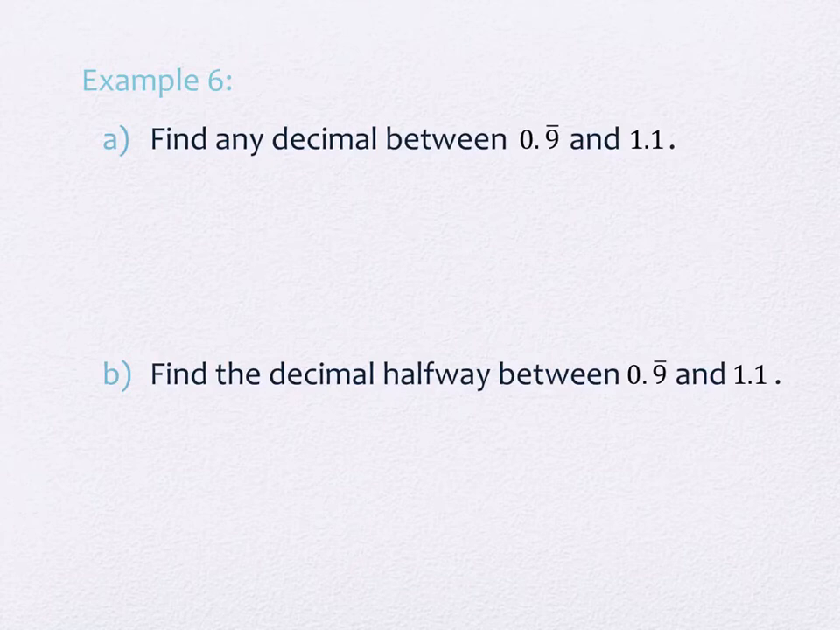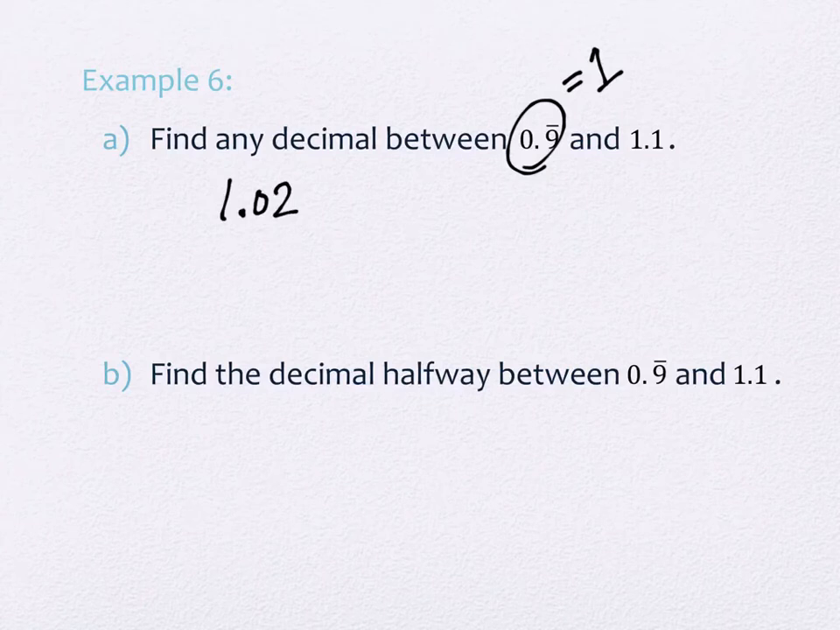Number 6 actually wants us to find a decimal between 0.9 repeating and 1.1. But you actually just learned that 0.9 repeating is equal to what? To 1. So if you want any decimal between 1 and 1.1, can you give me an example of one? 1.02. 1.02 is a lovely number between.